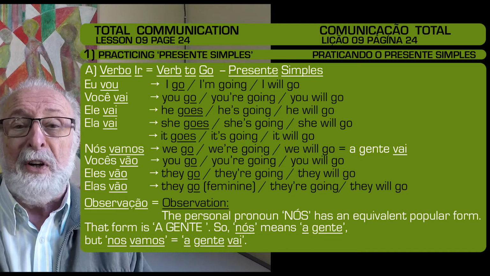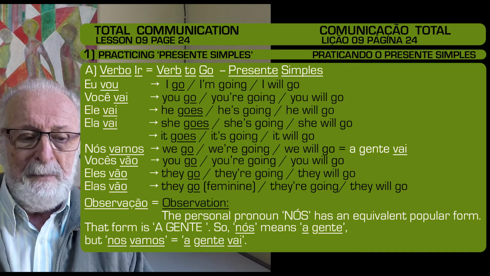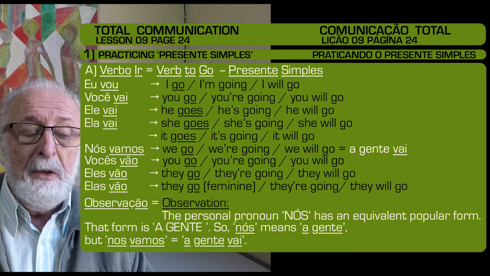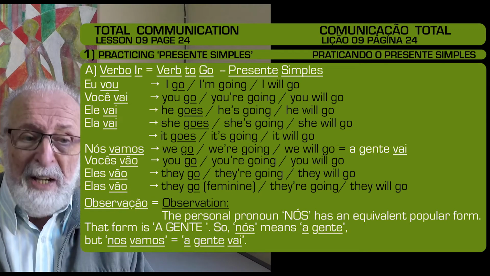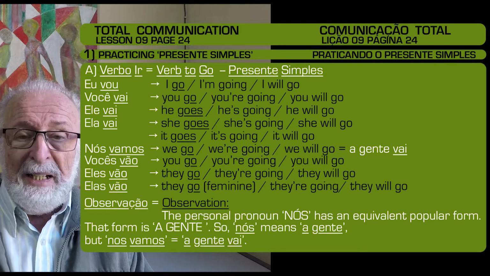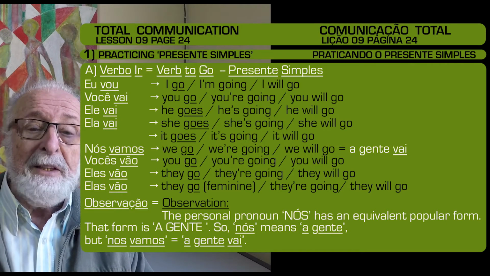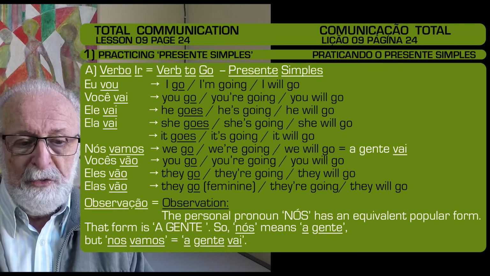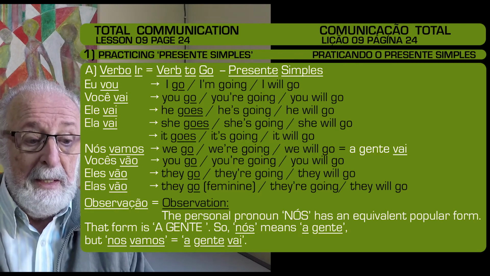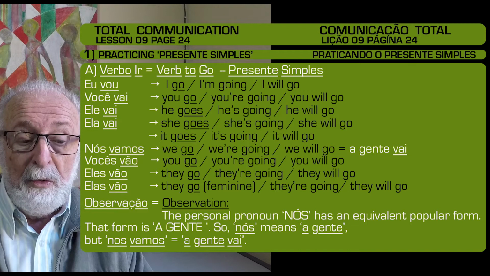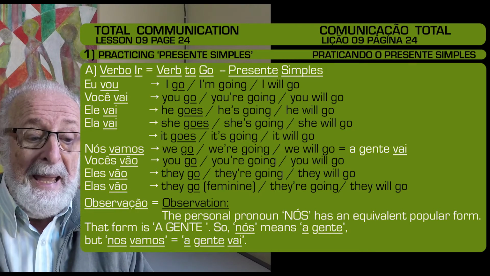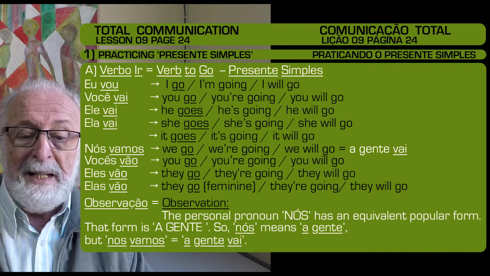It will be for a further lesson, okay? All right, then I repeat. Eu vou, I go. Você vai, you go. Ele vai, he goes. Ela vai, she goes. It goes. Nós vamos, we go. Vocês vão, you go. Eles vão, they go. Vão, vão. You see the pronunciation? Vão. Elas vão, they go, feminine.